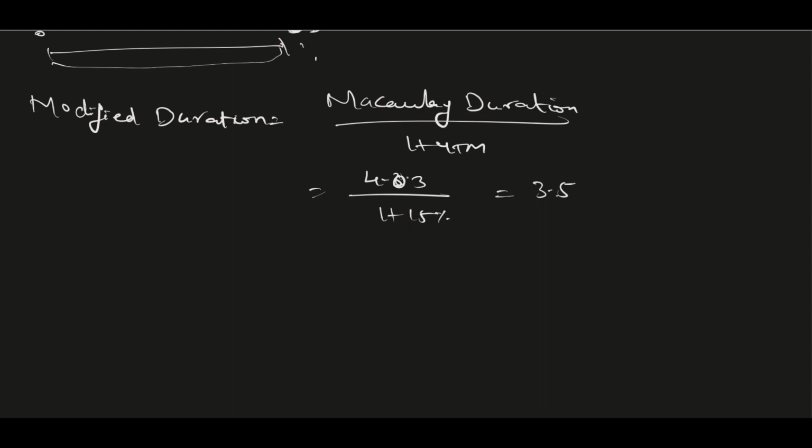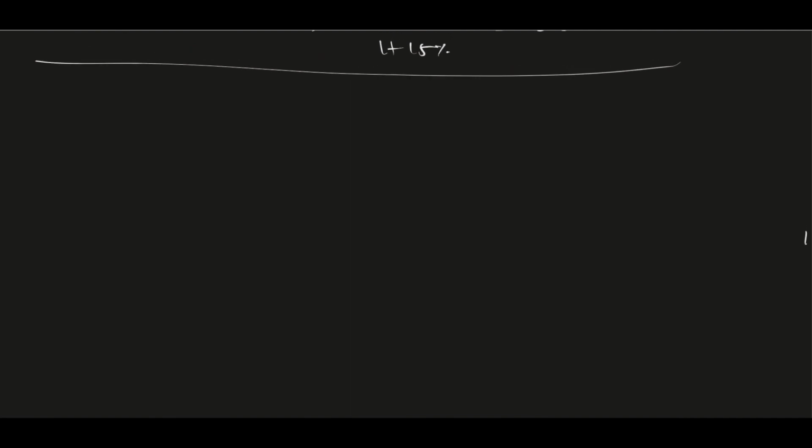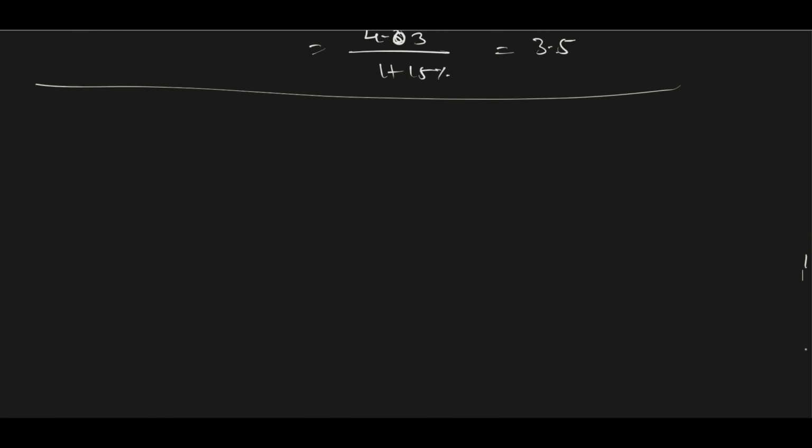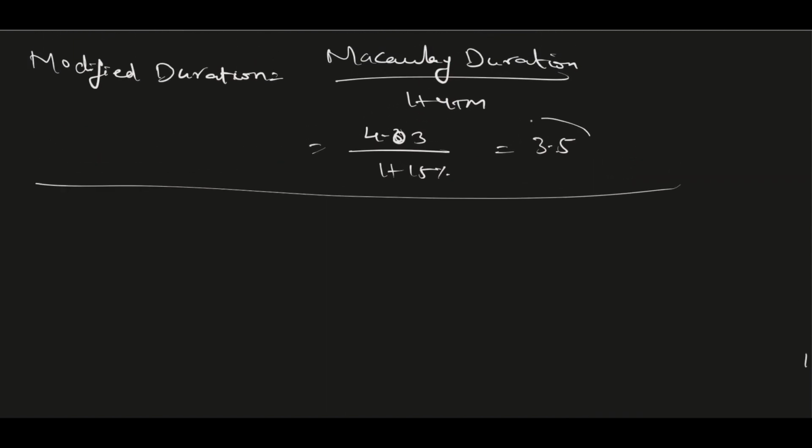Okay, so overall 4.03 percentage, whose present value is 3.5. So this is modified duration. Then the next one, effective duration. Effective duration will also give me the same result of 3.5.